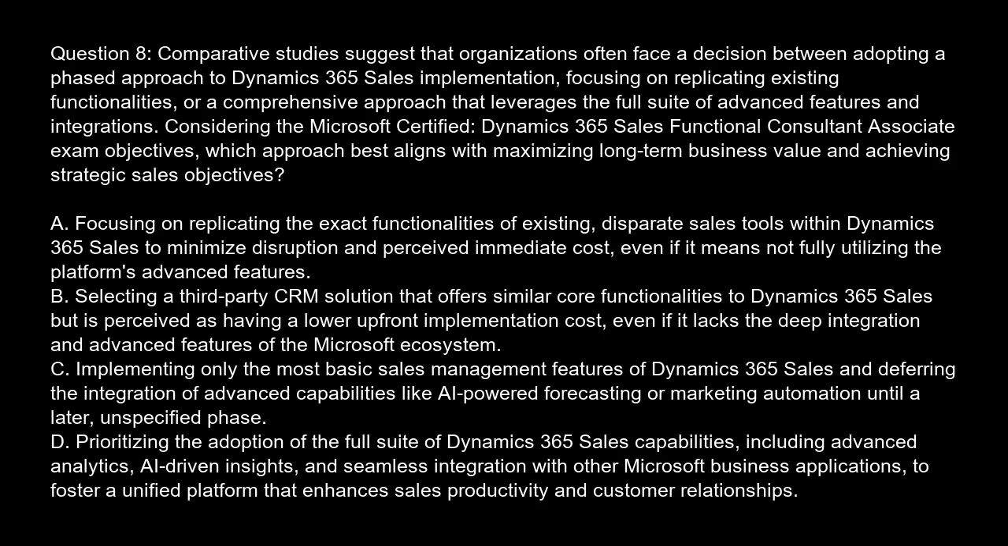Option C. Implementing only the most basic sales management features of Dynamics 365 Sales and deferring the integration of advanced capabilities like AI-powered forecasting or marketing automation until a later, unspecified phase. Option D. Prioritizing the adoption of the full suite of Dynamics 365 Sales capabilities, including advanced analytics, AI-driven insights, and seamless integration with other Microsoft business applications to foster a unified platform that enhances sales productivity and customer relationships.